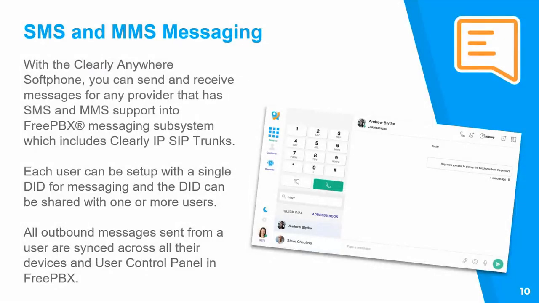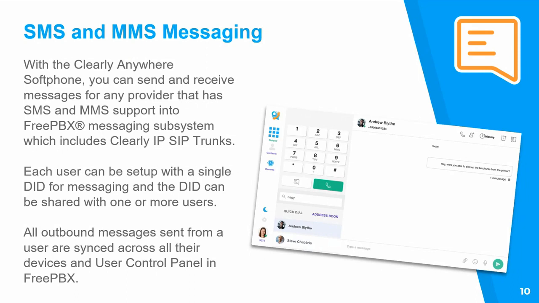We have fully integrated SMS and MMS into FreePBX's messaging system. So if you're using a SIP carrier that offers SMS and MMS service, ClearlyIP does offer this, I want to mention. So if SMS has been set up for the user, the messages can be sent right from the Clearly Anywhere desktop application, no different than initiating a message from the user control panel UCP in FreePBX. The benefit for this is that messages are synced and will show up on all the devices Clearly Anywhere has been installed on, as well as in the UCP.